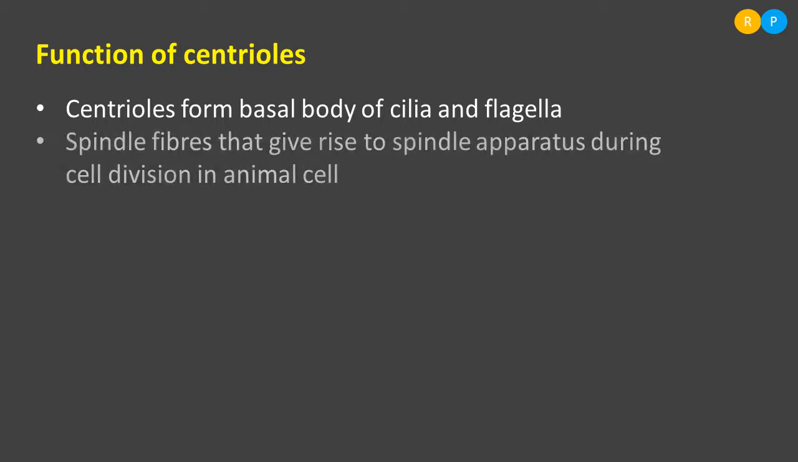And one more very essential function is that it forms spindle fibers. Spindle fibers give rise to the spindle apparatus during cell division in animal cells. Say for example, one of the animal cells consists of 46 chromosomes. During the time of meiosis, half the number of chromosomes should be carried to the daughter cell, so there is a need to pull the chromosomes towards the daughter cell.